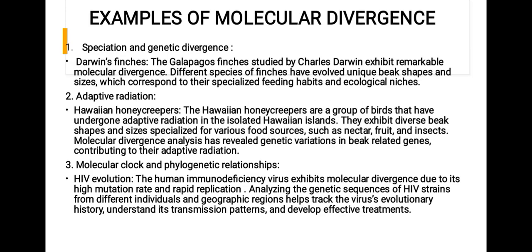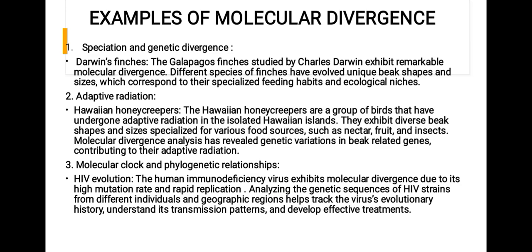Examples of molecular divergence: speciation and genetic divergence. Darwin's finches. The Galapagos finches studied by Charles Darwin exhibit remarkable molecular divergence. Different species of finches have evolved quite unique beak shapes and sizes which correspond to their specialized feeding habits and ecological niches. Then adaptive radiation.